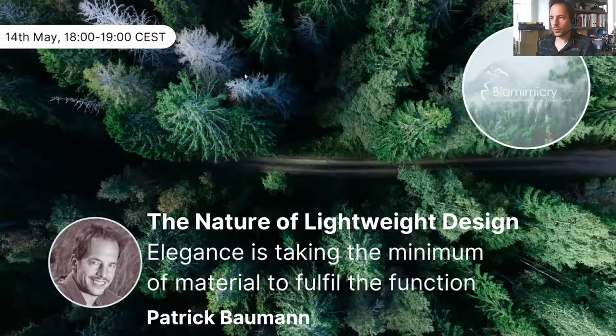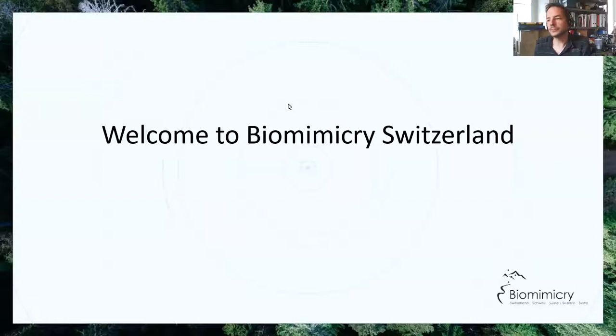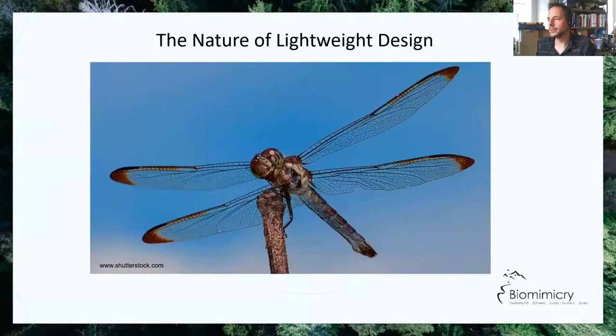All right, so then let's start and dive into the nature of lightweight design. This is just the intro picture. Most of you are familiar with biomimicry, but still I want to start with an explanation of what biomimicry is.